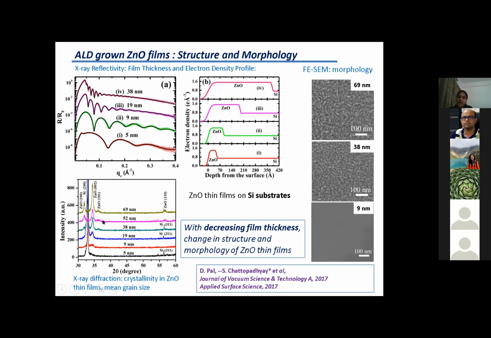On the other hand, from the XRD pattern, we can see that the zinc oxide 002 peak is much stronger with respect to the other peaks, which indicates that it is a textured sample. So texture is also here. Now we'll see how we can utilize this system for our application purpose.